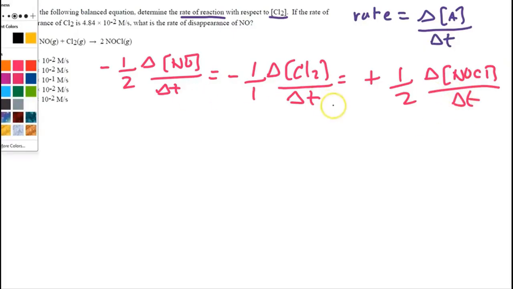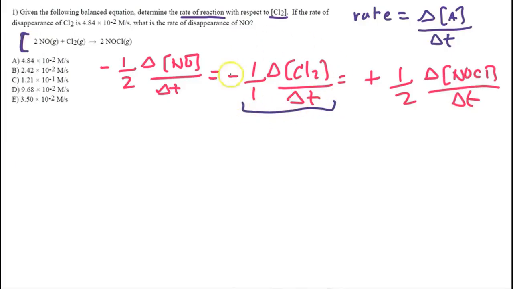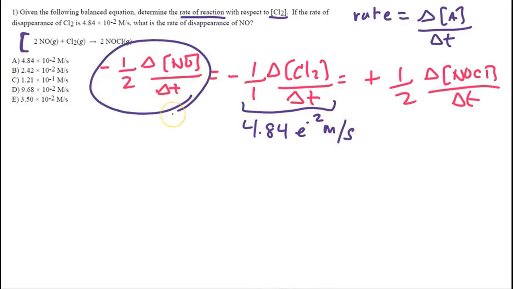All right, folks. Now, what else have they already told us? They've told us that the rate of disappearance for Cl2 is equal to 4.84 times 10 to the negative 2 molarity per second, and they want us to find the disappearance of NO. So that is our goal. We can use the fact that these two reactant rates are equal to one another and use what's given to help solve for the variable in question.